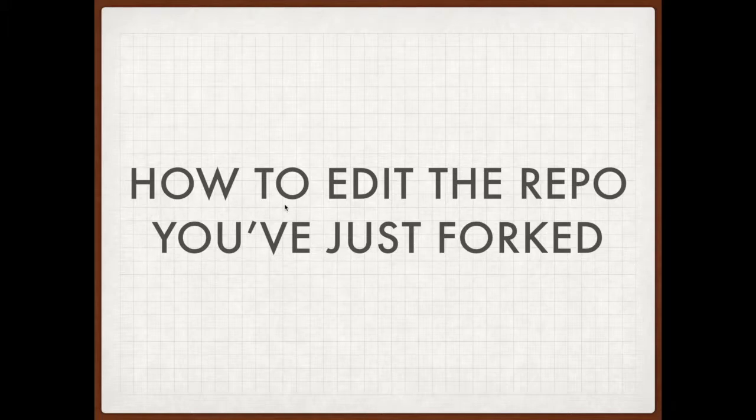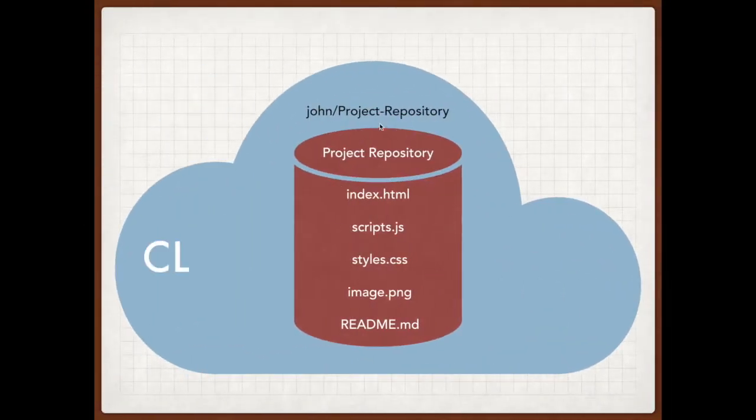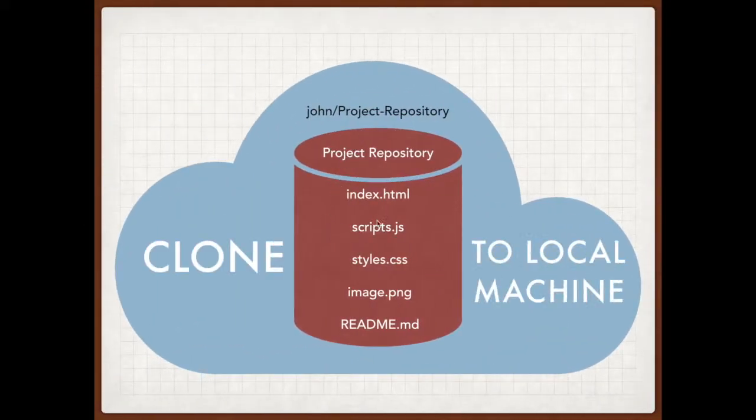Next, we need to figure out how to edit the repo we've just forked. So great, we have a copy. It's under our username, and any edits or deletions or anything we create is not going to affect the original. So how do we edit the repo we've just forked? In order to do this, we're going to have to learn another command, which is called clone. We need to clone our forked repo, which, by the way, is still in the cloud, to our local machine. We need to bring it down from the cloud to our computer.